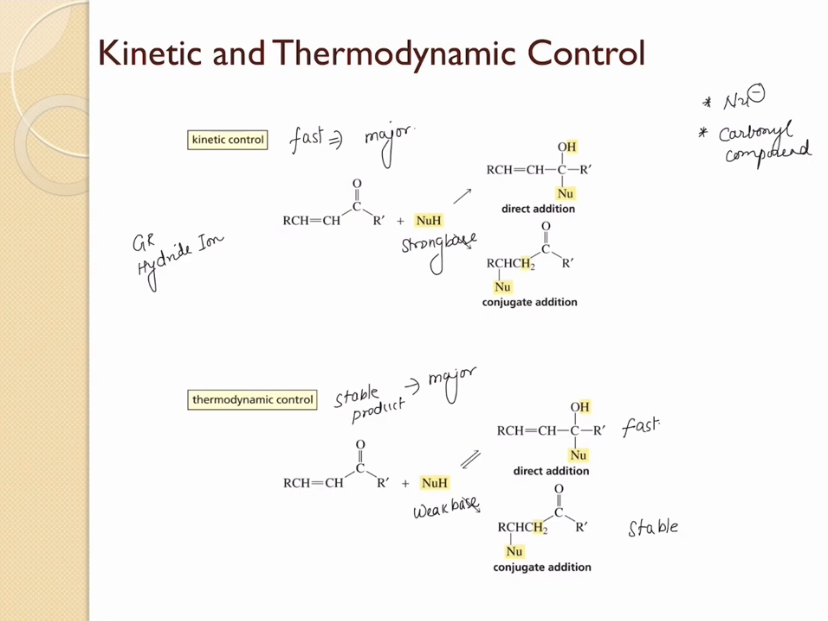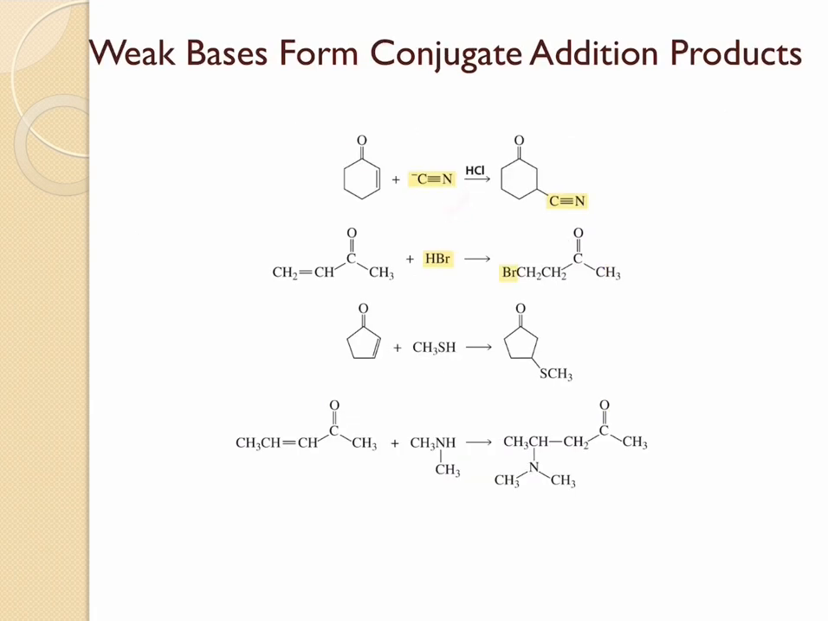Some examples for weaker bases include halide ion, Cl-, CN-, or thiols, or alcohols, or amines. These are some examples for weaker bases. All of these right here, cyanide ion, halide ion, thiol, and amines are weak bases, and therefore you can only see conjugate addition product, where the nucleophile goes and attacks the beta carbon. So here are beta carbons. So this one, this one, this one, and this one are our beta carbons. And this is where the nucleophile is going to go and attack.